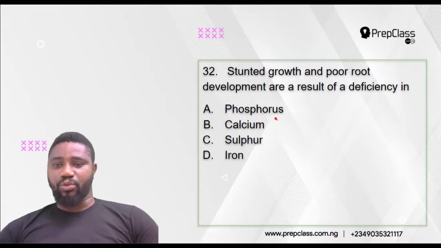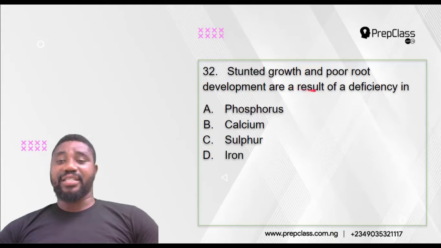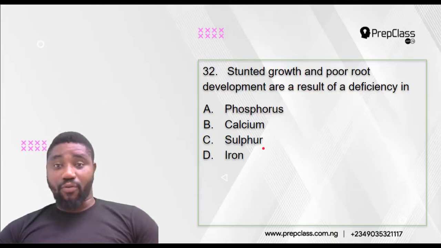All right. 32. Stunted growth and poor root development are a result of a deficiency in, is it phosphorus, is it calcium, is it sulfur, is it iron?